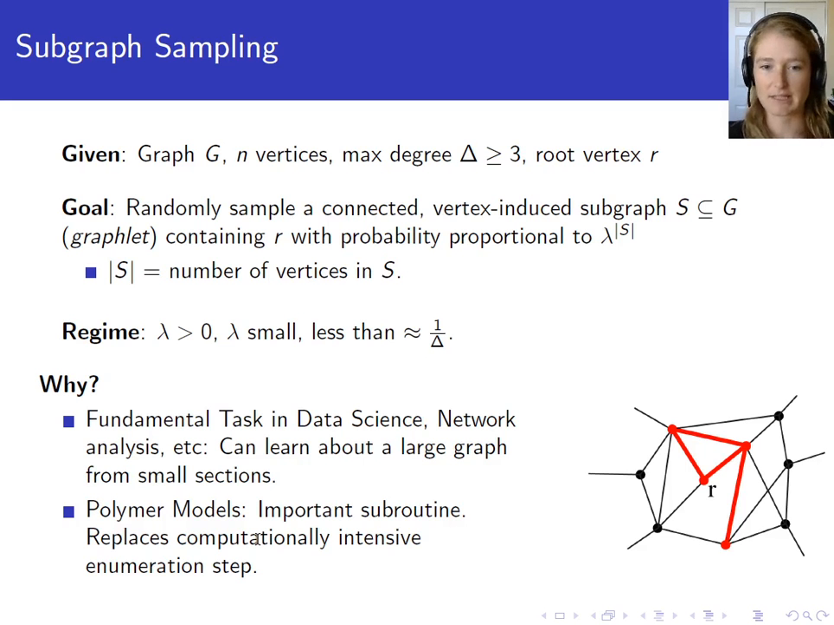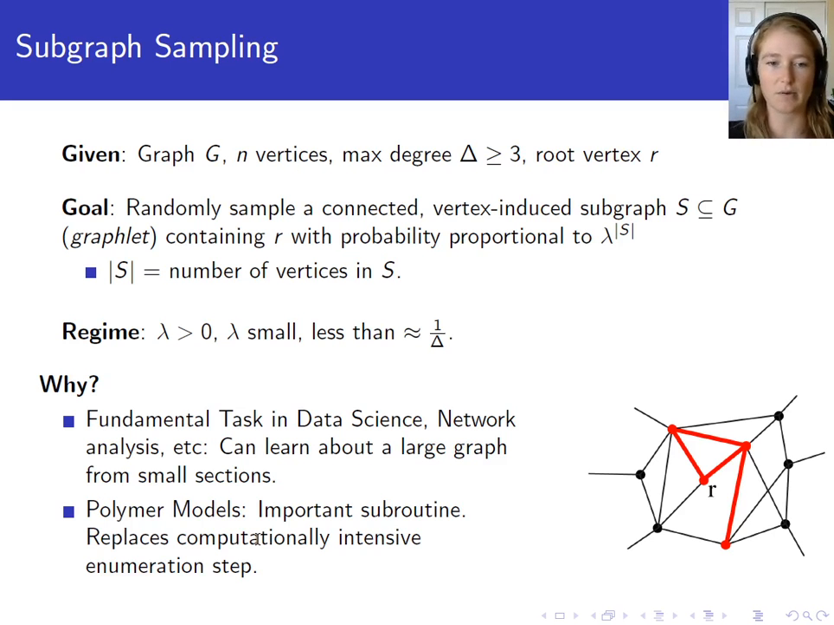So why are we interested in this? Well, this idea of sampling these vertex-induced subgraphs, which are called graphlets, is a fundamental task in areas like data science, network analysis, and so on. If you have a really large graph and you want to learn some things about it, you can learn things about that graph by looking at small sections, by looking at the neighborhood of one vertex, the neighborhood of another vertex, and so on. So by looking at these small pieces of the larger graph, we can get some idea what the graph itself looks like.